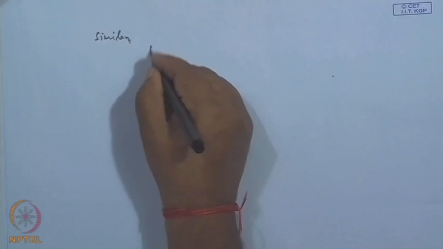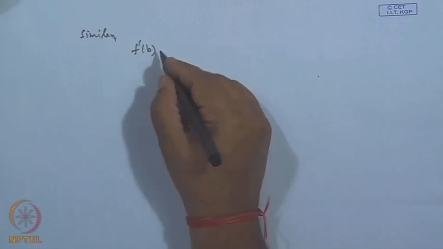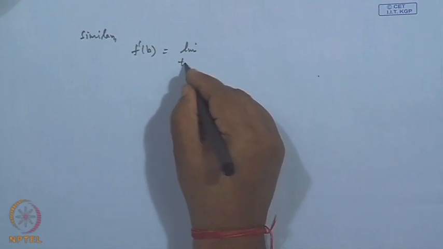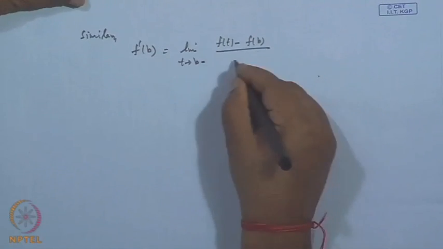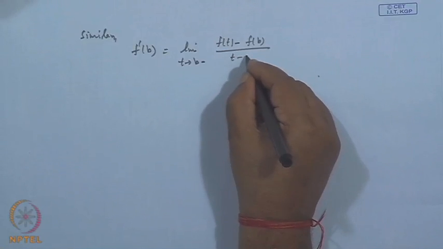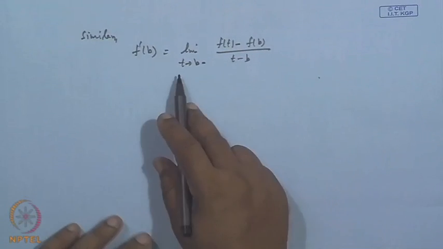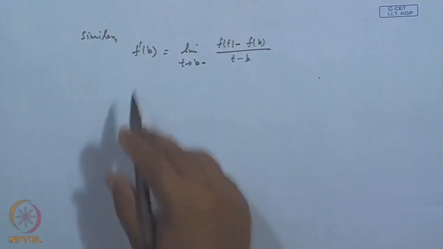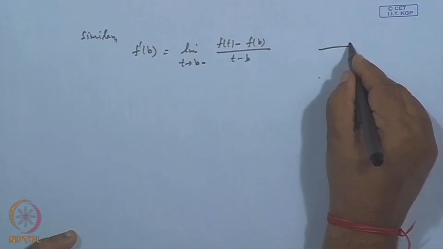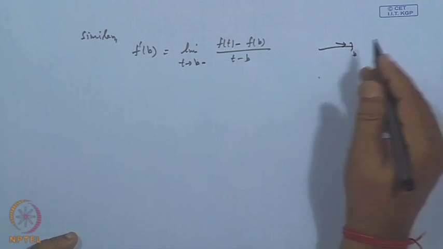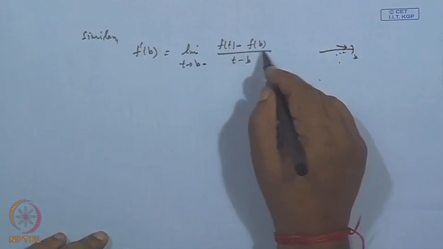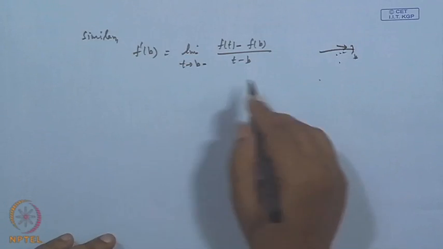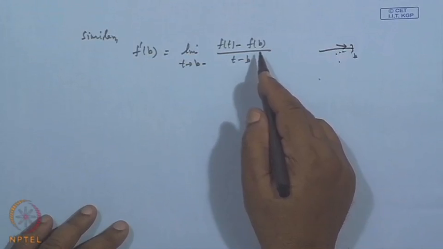Similarly, the derivative at the end point b is the limit as t tends to b minus of f(t) minus f(b) divided by t minus b. Here we approach b from the left side, taking all the points which are left of b. Then we say the function has a derivative at the point b.